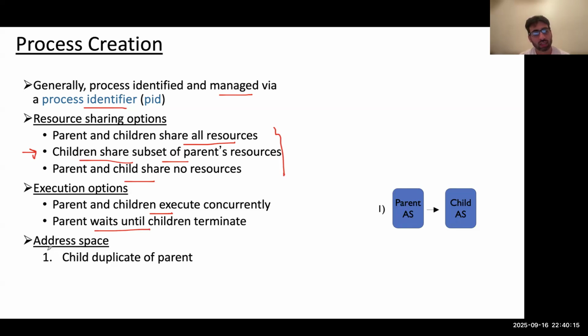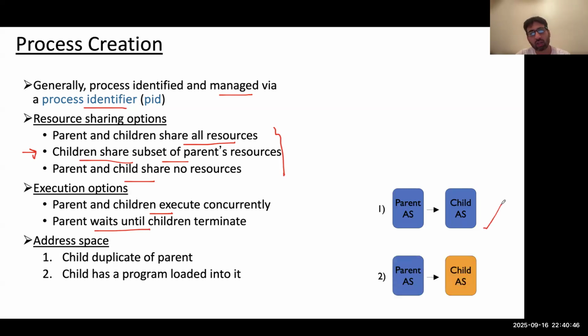However, when a child is created and it has its own memory space, what should be the content of that memory space? One option is that we exactly duplicate the memory space of the parent into the memory space of the child. We call this duplicating the address space of the parent. So both the parent address space and the child address space are exact copies of each other at the time when the child is created.